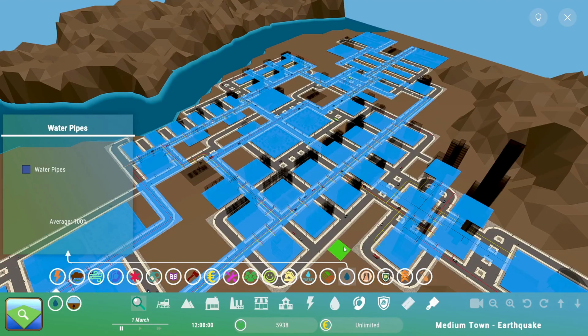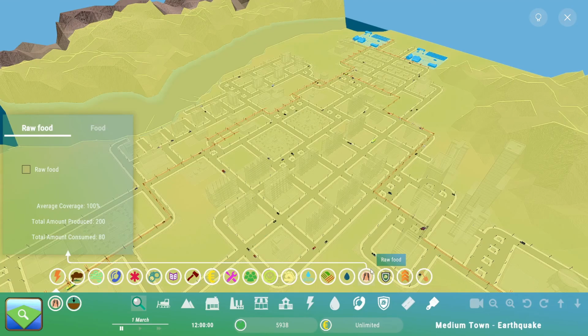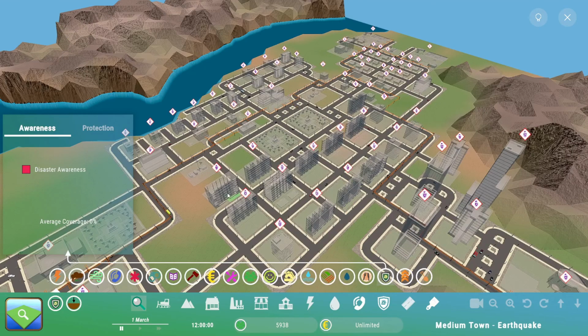Water pipes displays the water pipe network which is responsible for providing water to your buildings. The food tab shows the producers and consumers of raw food and processed food. The disaster protection tab shows the areas of the city that are covered by disaster awareness and disaster protection buildings.